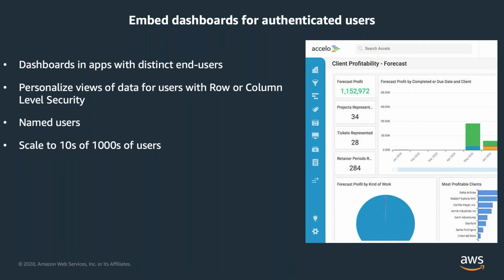Now, QuickSight enables this scenario with the ability to have different named users within QuickSight, and also the ability to have row level and column level security applied to them. Having this row level and column level security within QuickSight enables you to negate the need to restrict access within your application and simplifies the whole overall process. This would allow you to scale to tens of thousands of users in your application with the right level of permission.